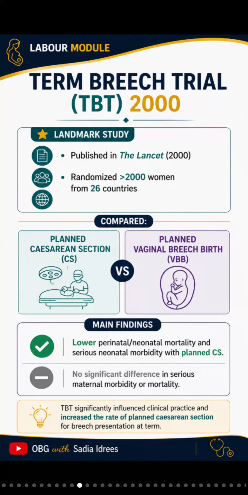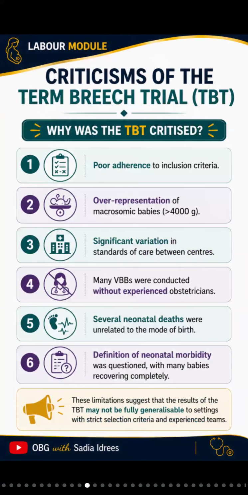Now, what was the criticism? There was poor adherence to inclusion criteria. They overrepresented macrosomic babies, like more than 4 kg. And there was significant variation in standard of care between centers. Some centers provided more one-to-one monitoring, more hands-off technique. These were significant variations. And many vaginal breech births were conducted by inexperienced obstetricians.